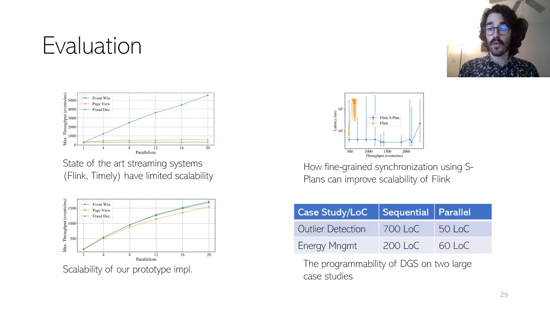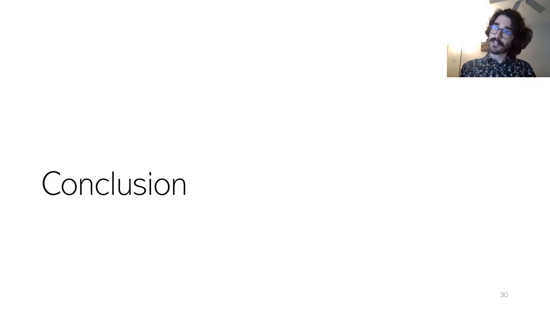And we also have two case studies to show the programmability of DGS. In these case studies, we see that the effort to write the parallel part of the program is low compared to the sequential one, which we would already have to do to write our program. And so this actually concludes my talk, but briefly let's go into some discussion before ending it.